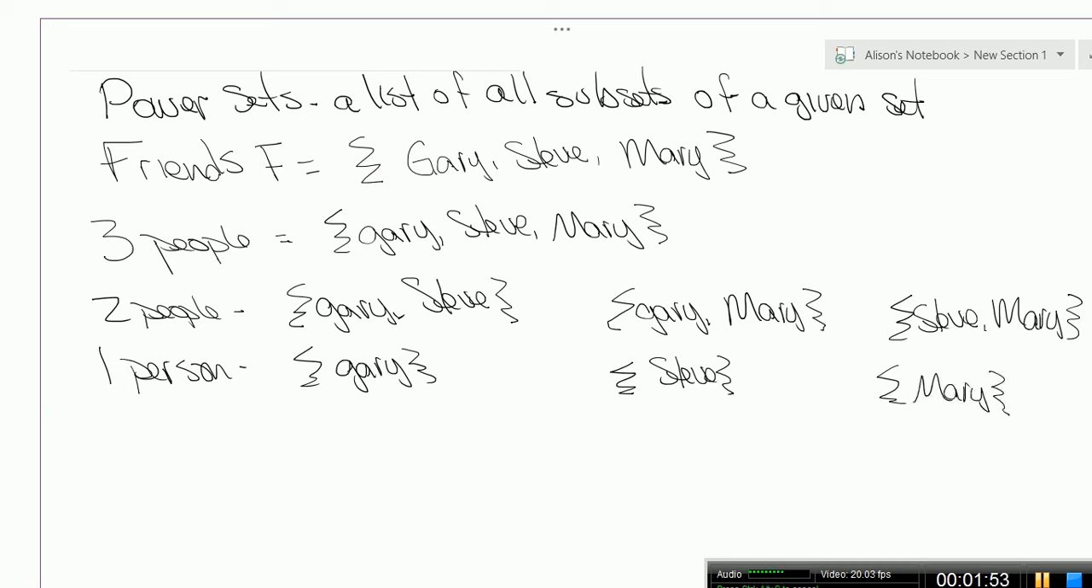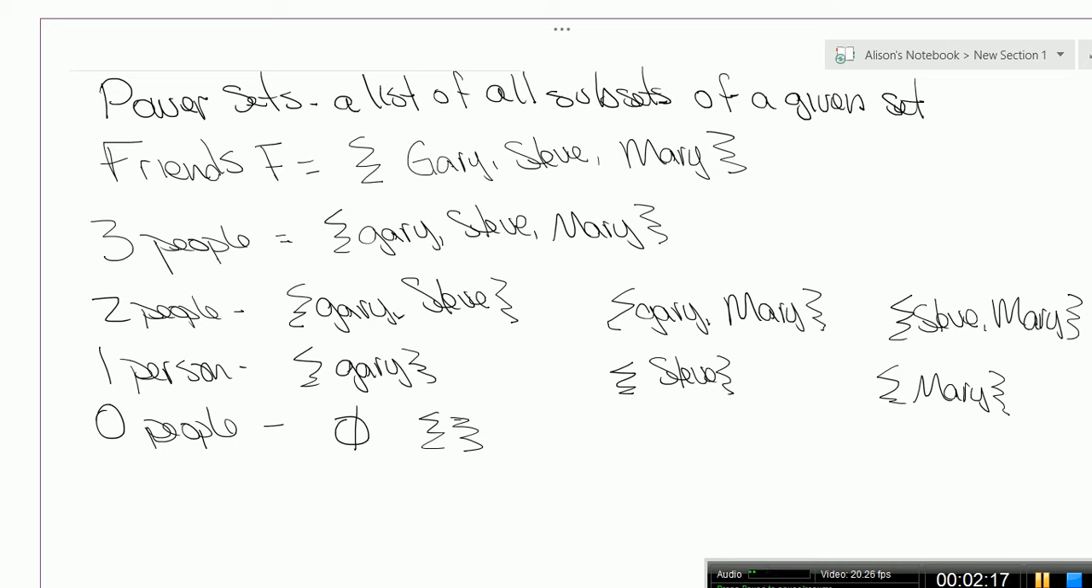Now there's another grouping that you may not think about, and that is 0 people. What if I had a group of no people whatsoever? And there's only one way that I can do that. There's actually 2 different ways that I can represent it. The first way is to put a null, which is a 0 with a line through it, or I can just put empty curly braces to indicate that it is a group or a subset with no people in it.